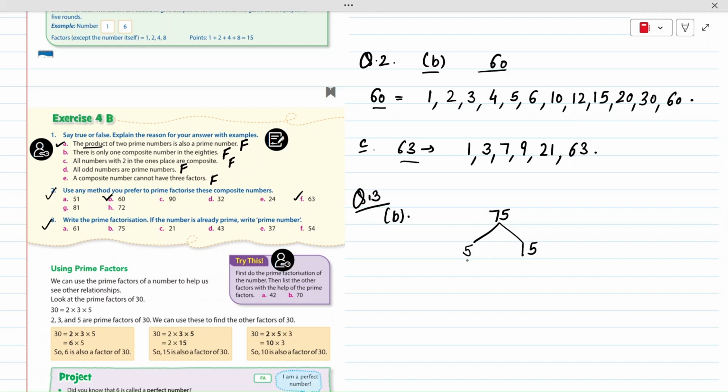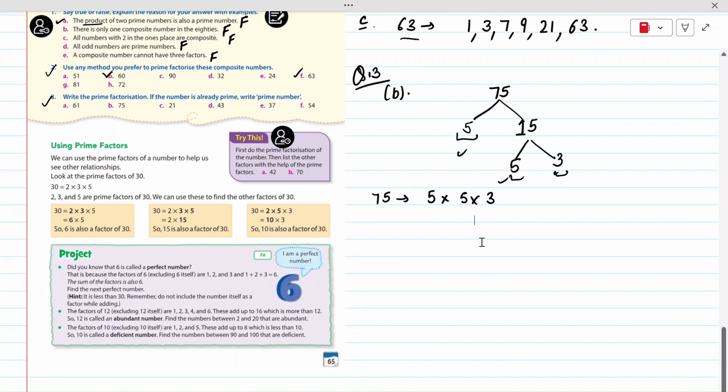Okay, and 5 is a prime number, we cannot break it down further, but 15 is a composite number, we can break it further into 5 and 3. If we see this, these are the prime factors which cannot be broken down further. So we have 5, this 5 and this 3 as the factors. These are the factors of 75 using the prime factorization method. Also, you can write this as 1 into 5 and so on, and we can include 1 also here.